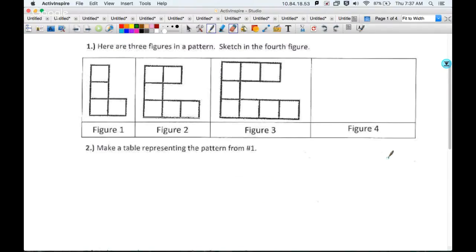Here are 3 figures in a pattern. Sketch the 4th figure. So whenever we have to sketch another figure in a pattern, what we always start by doing is identifying if this is an adding pattern. Is it getting bigger? It is. And if it is, we just sketch the previous pattern.